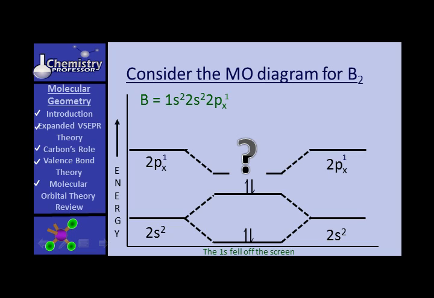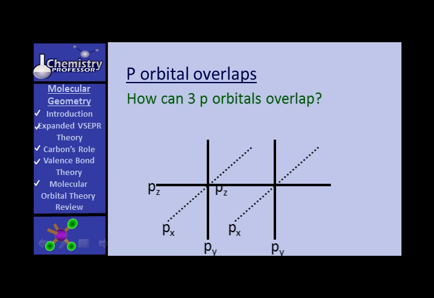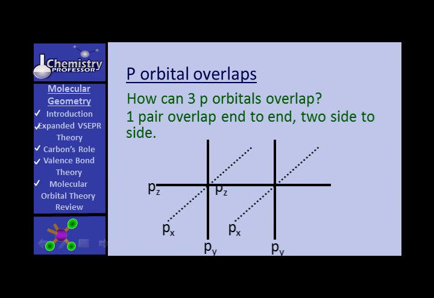Now let's go to the p's. The px, there's px with 1 in each. We have 1 here and 1 here. But where do they go? I think we need to take a further look at p orbitals and what happens when they collide. How can 3 p orbitals overlap? Well, they can overlap like this, but wait a minute. When that happens, what kind of bonds are we going to have? Let's have a look at some models.